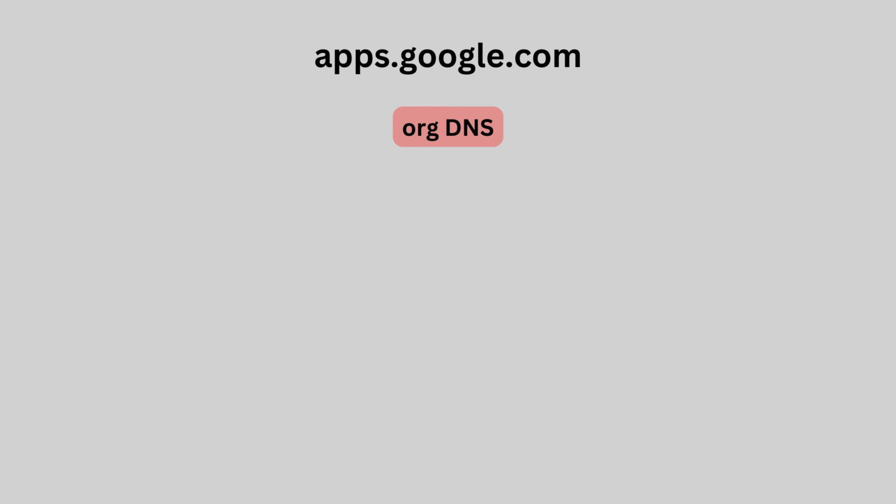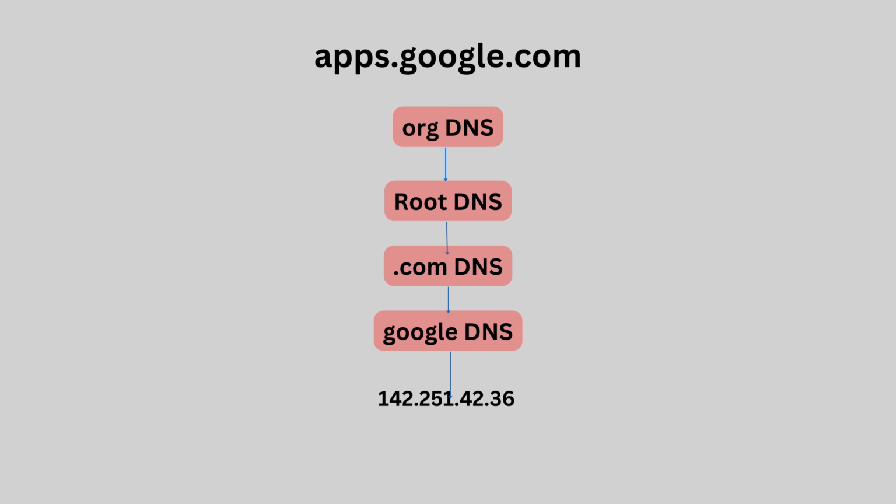When you query a domain like apps.google.com, your local DNS server might not know it and will forward the request up the DNS hierarchy to resolve it. This process involves multiple DNS servers, root servers, TLD servers, and authoritative servers for the domain. To improve efficiency, DNS servers cache responses for a set period. This caching avoids repeating the entire resolution process for frequent requests.